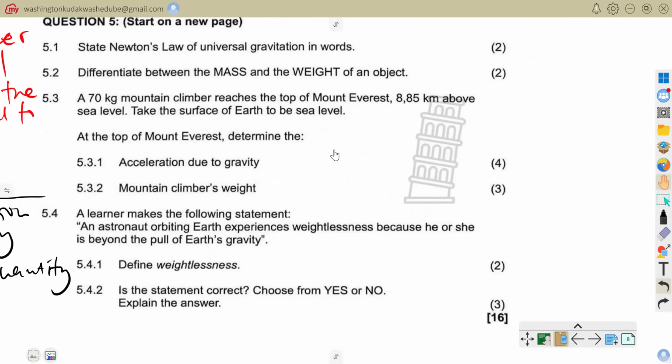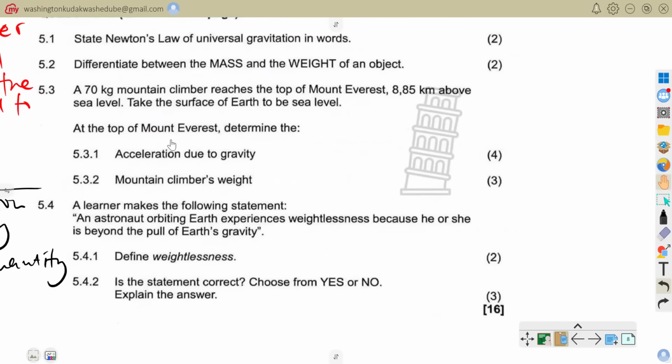Now they're saying a 70 kg mountain climber reaches the top of Mount Everest, 8.85 kilometers above sea level. Take the surface of the earth to be sea level. At the top of Mount Everest, determine the acceleration due to gravity. We know that the acceleration due to gravity, like we have done, is given by g equals big G times the mass of the earth divided by r squared.